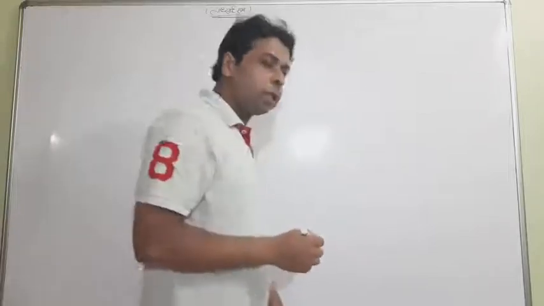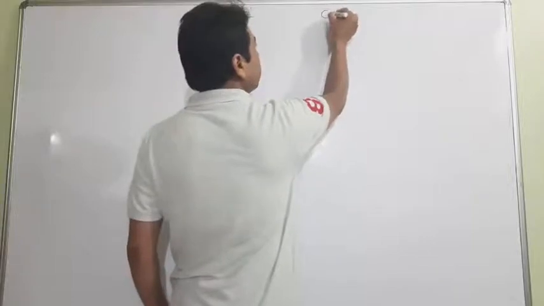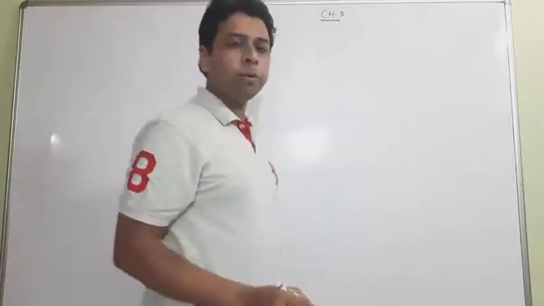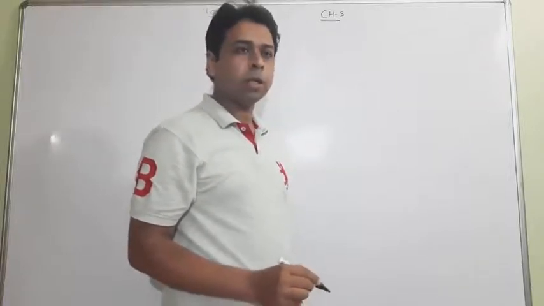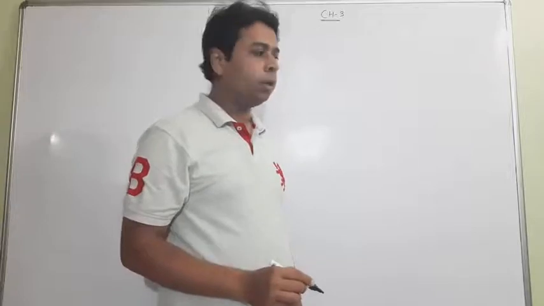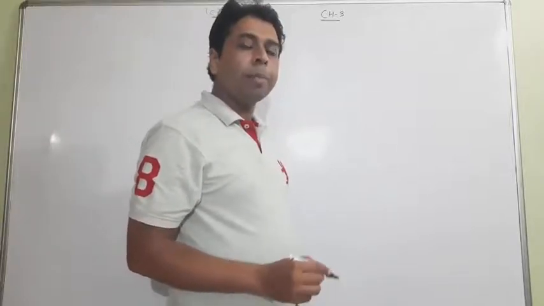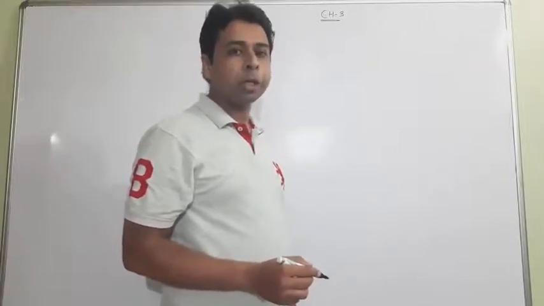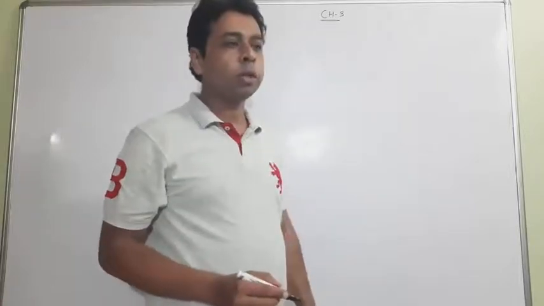Today we will see the next chapter, chapter number 3. First of all, I would tell you that the syllabus has been reduced, and the copy has already been sent in a group. You can see it. In chapter 3, a method has been eliminated, which is the cross multiplication method. But first of all, we have to see what this chapter says.